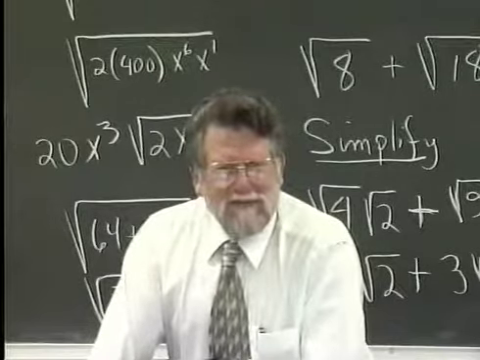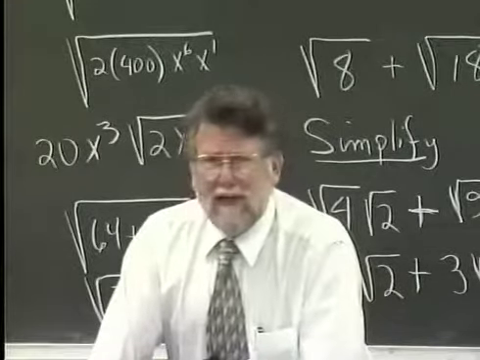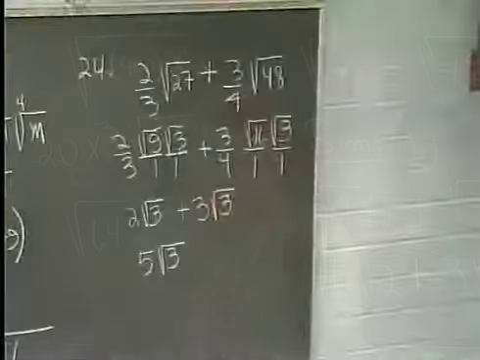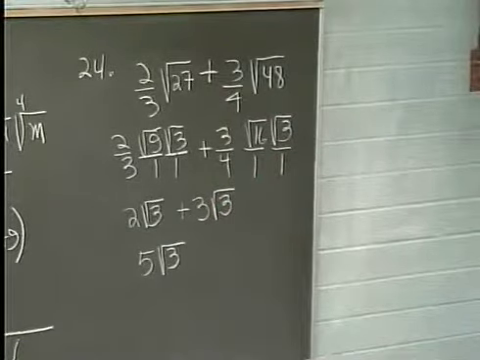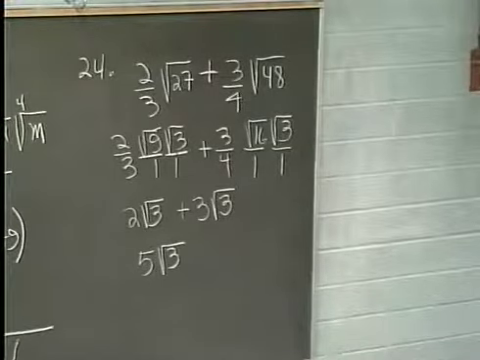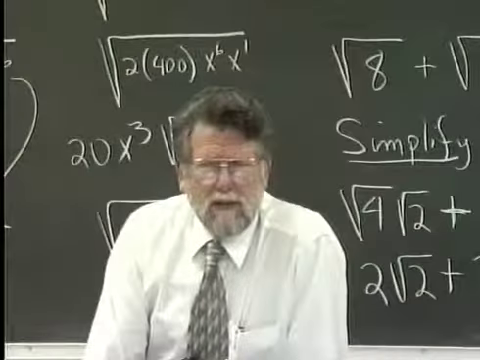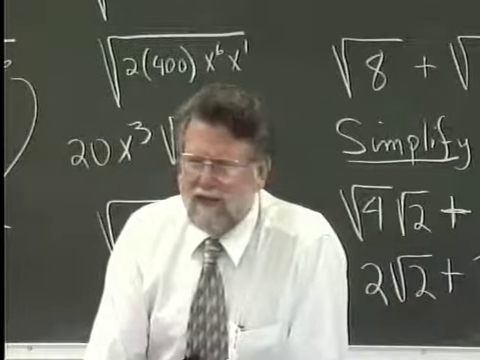elegant looking answers. Now again, let's come back to 24 one more time. I'm really enamored with that answer. 5 times the square root of 3, that's elegant. It's so much more elegant than 2/3 the square root of 27 plus 3/4 the square root of 48, which is a mess. And you can simplify that down to 5 the square root of 3. That should just make you feel warm. You got a nice looking answer.